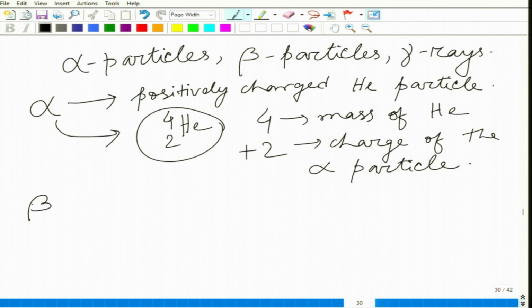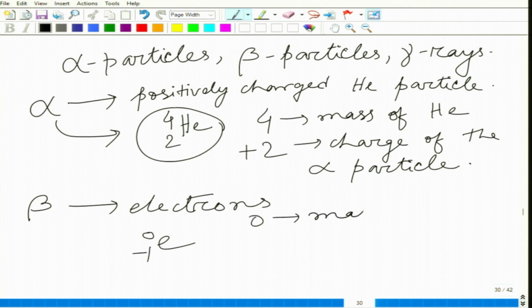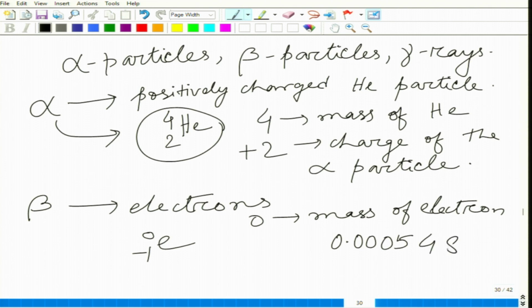And the second one are beta particles. Beta particles are nothing but electrons. It is written like this, where 0 is the mass of electron. We know that 0 is not actually the mass of electron. The mass of electron is 0.000548 AMU. This is the mass of electron actually, but this is so small that it is considered to be 0.